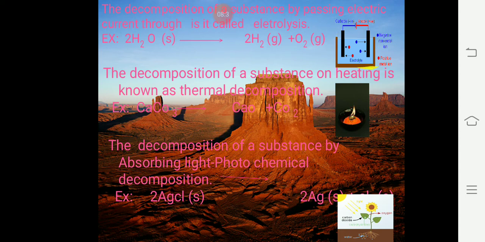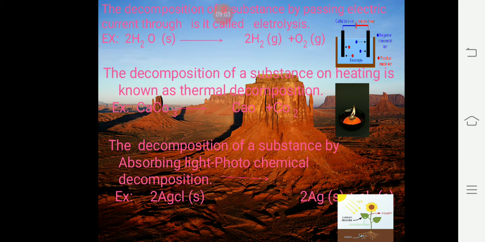See here, some picture is there. This is the picture of the electrolysis. When you do the electrolysis, water can split into hydrogen and oxygen. When we pass the current, water splits into hydrogen and oxygen. This is the electrolysis.